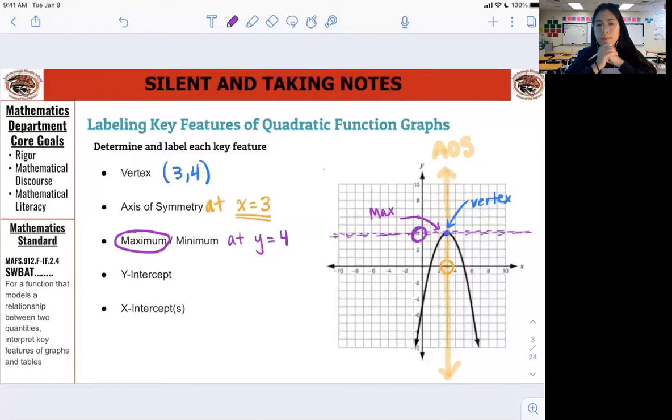Questions on maximum or minimum? So the vertex is a coordinate point, and then the axis of symmetry is x equals, and the maximum or minimum is y equals. Questions on those 3. Those are the most important things. If you still aren't sure about them, I need you to ask me your questions now before we move on.